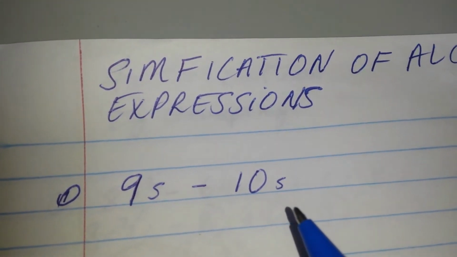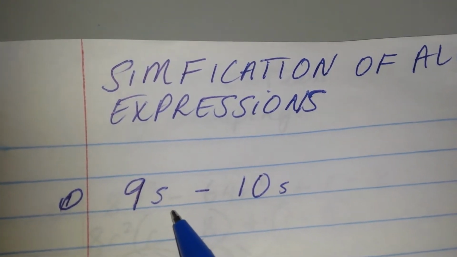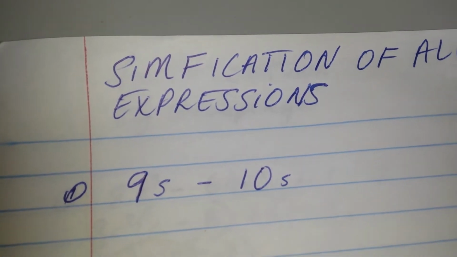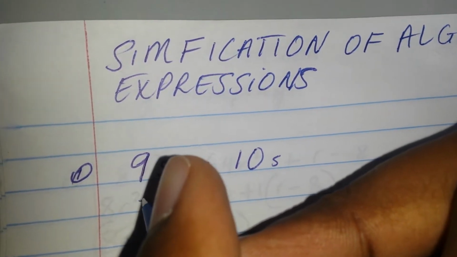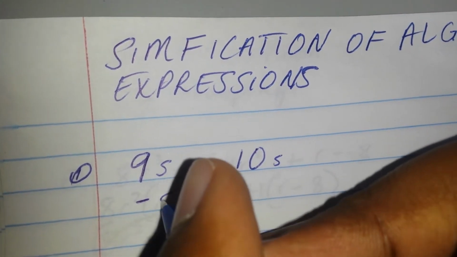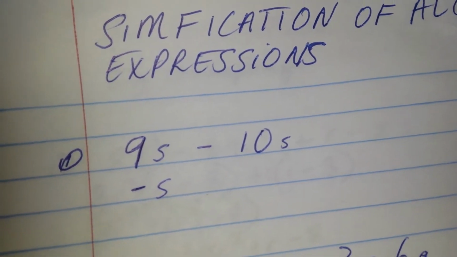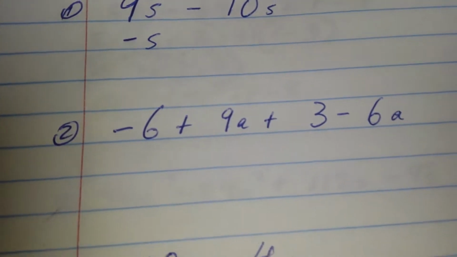And a way you can think of it is just thinking 9 eggs minus 10 eggs, right? Minus 1 eggs or minus egg, right? Stay away from writing the 1s and the 1x and the 1y. It's understood, right? So that's the answer there.